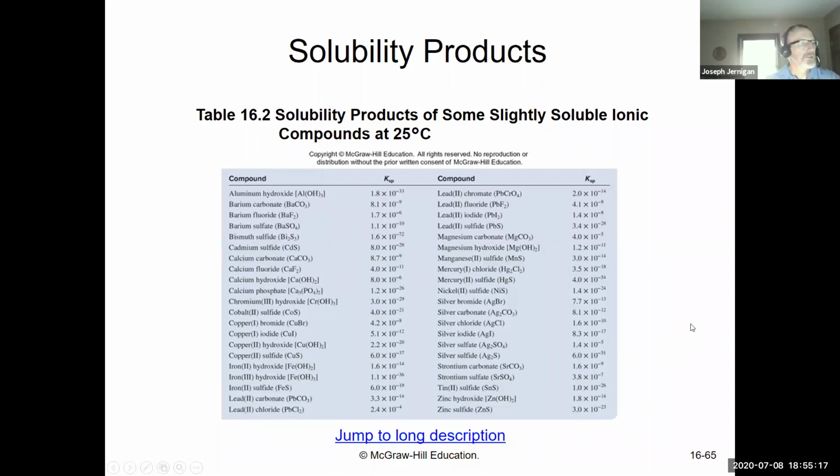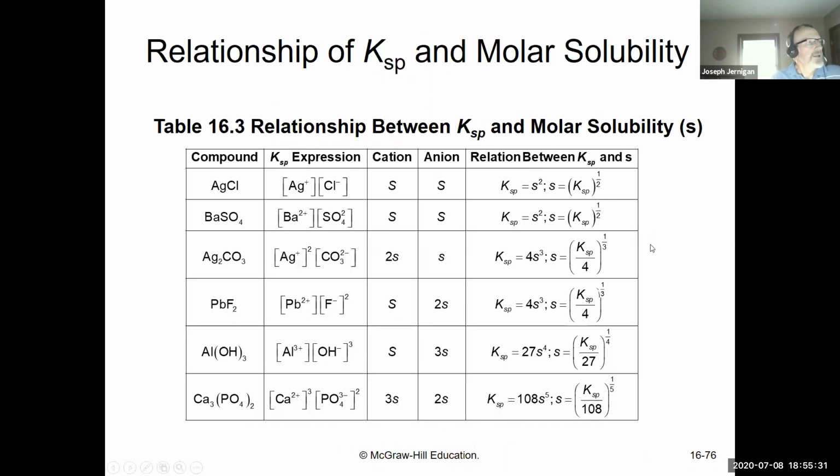And there are large tables of compilations of ionic compounds in various literature resources that we can use as references when we need them to find a KSP value. Okay, relationship between KSP and molar solubility. So this is an interesting exercise that allows one to convert the concentrations, if you will, of ions that are participating in a dissolution reaction with a solid.